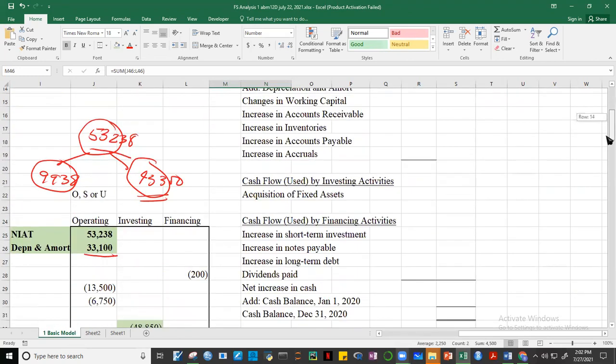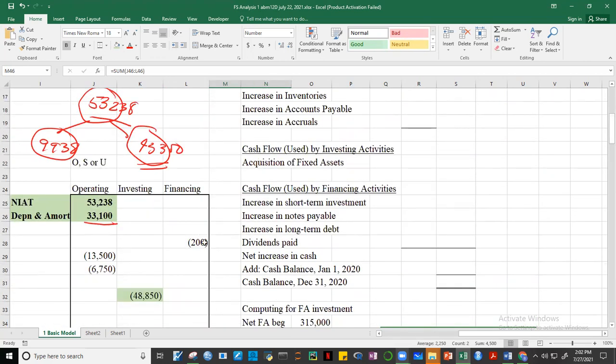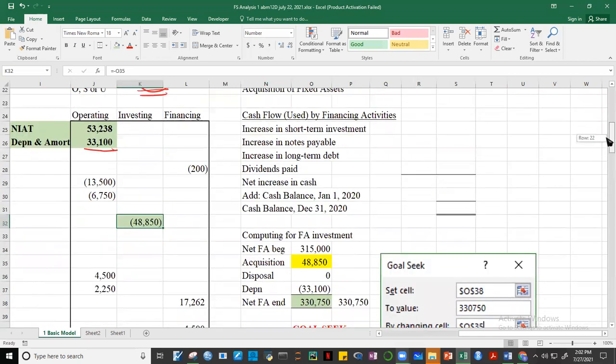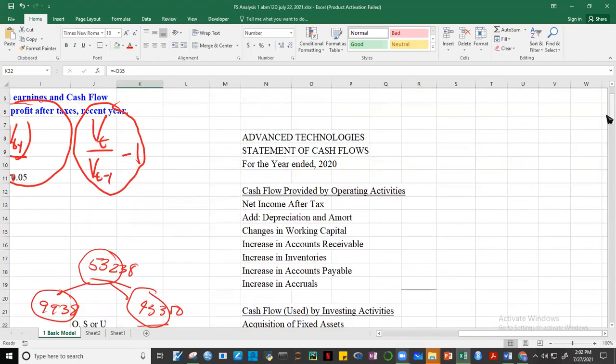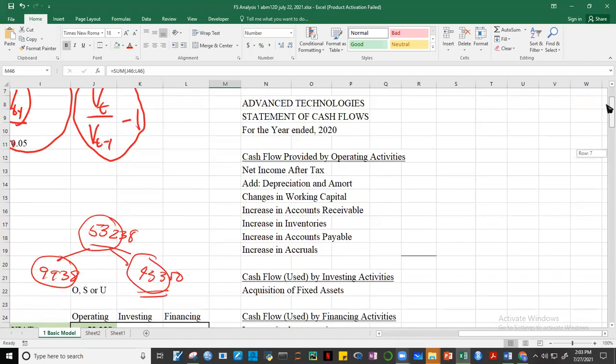For-formalize lang natin, gagamitin natin yung outputs natin dito to formalize. Alam naman natin kung ano yung mga items na to. For example, this is increase in short-term investment. This is increase in accounts receivable, increase in inventory, increase in fixed assets, etc. So, for-formalize lang natin. Okay, if you take a look at the total, 72,838, it's net cash provided by operations, operating activities. This is net cash used, kasi negative siya, by investing activities, and net cash used by financing activities. So total niya 2250. Okay, so let's formally do this.